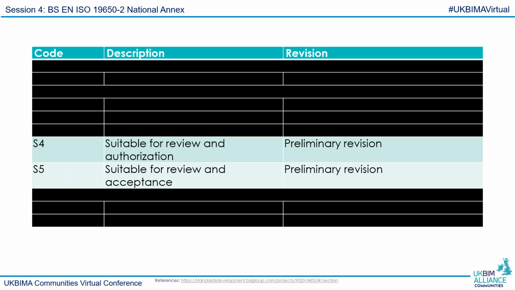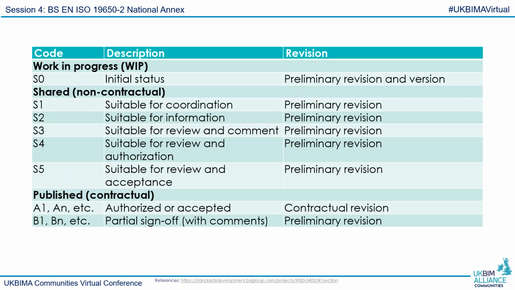in part 2. So, if I can just go back for a second, if you have something that's going to be checked internally within a task team, it starts at S0. Once it's become shared, if it needs to be authorized, it goes through S4. And if it needs to be accepted, it goes through S5. So there's hopefully a more logical route to explain how that flow works that ties much closer to the specification in 19650 Part 2.